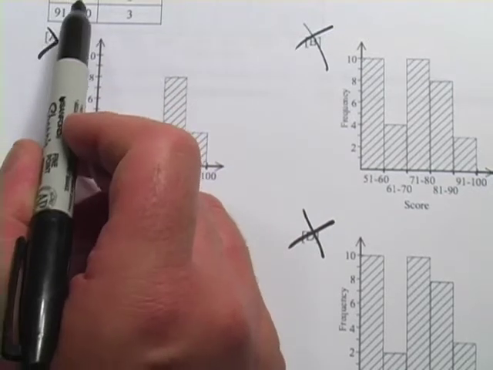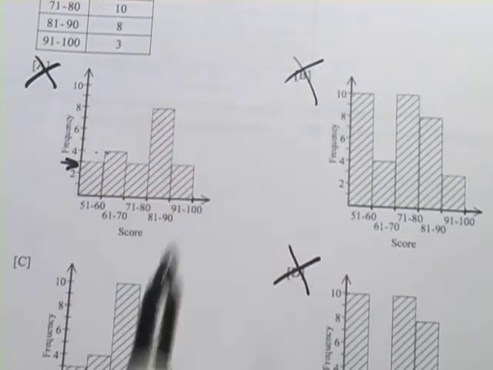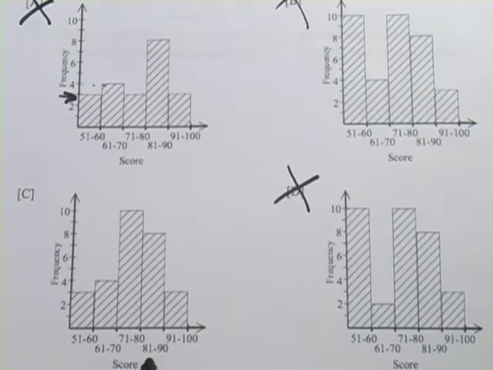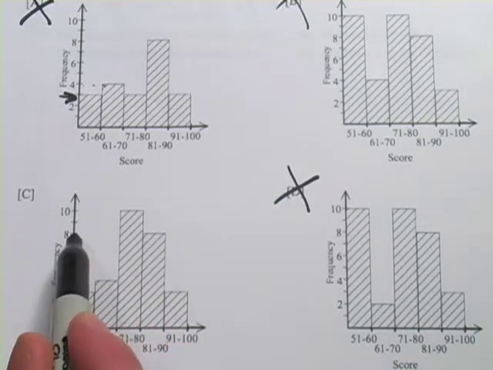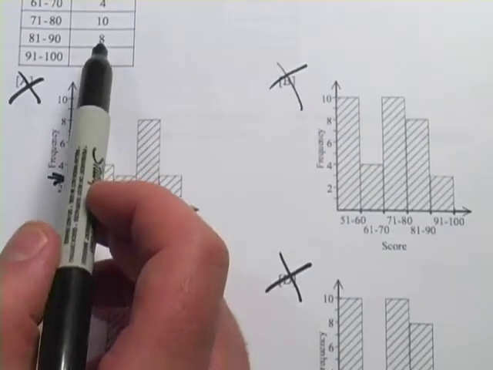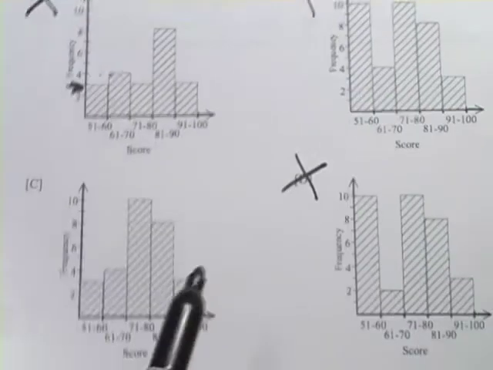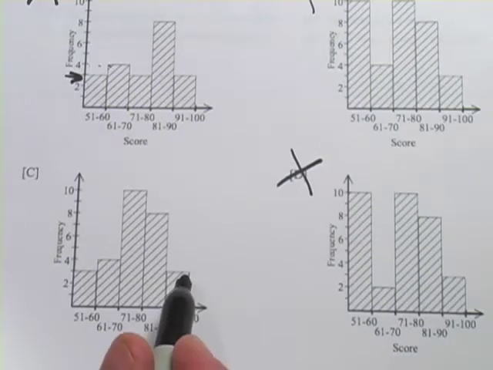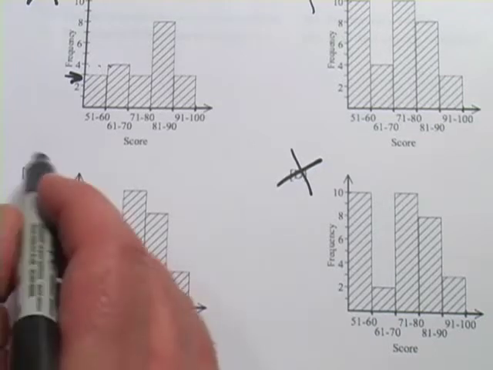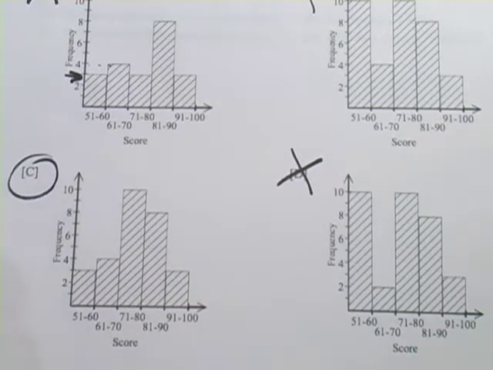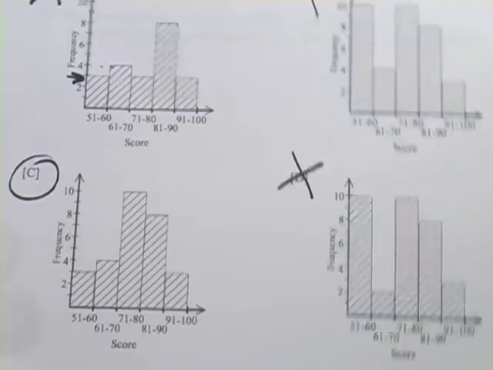But let's just double check. We've got 81 to 90 should be at 8. 81 to 90, that's at 8. Good. And then 91 to 100 should be at 3. 91 to 100 at 3. Yes, indeed. So C is our answer there. That's a histogram representing a frequency table.